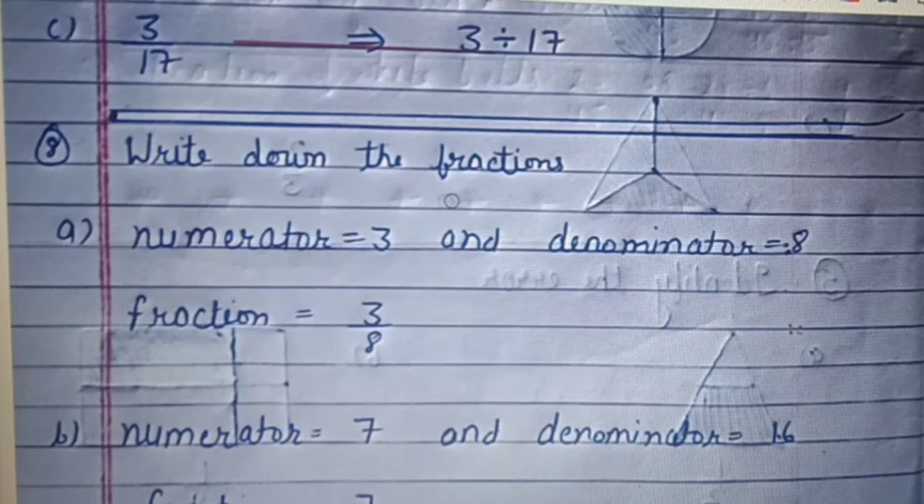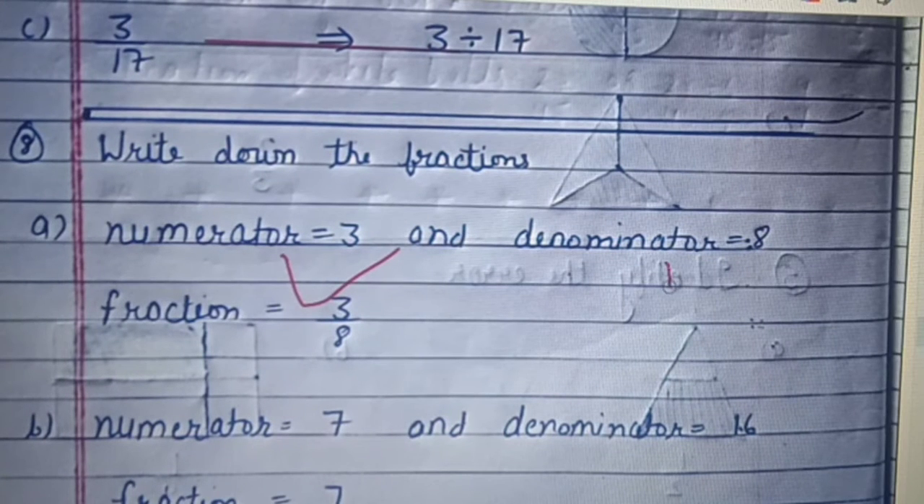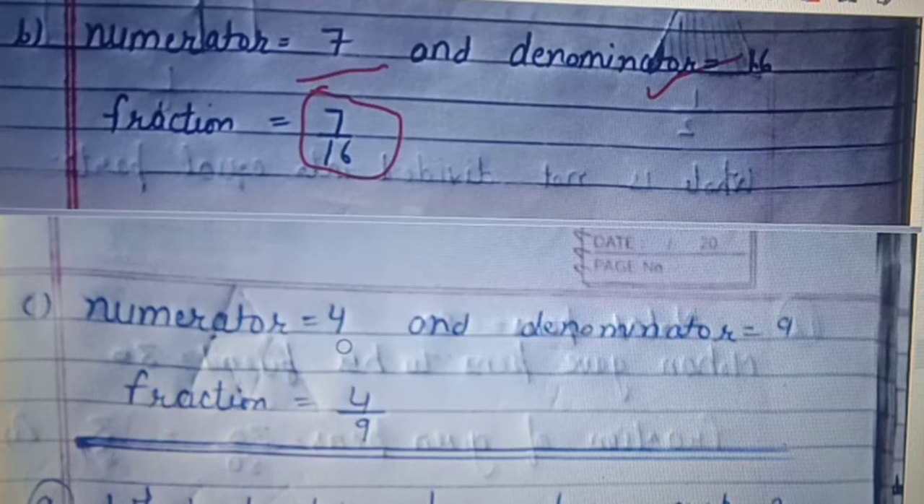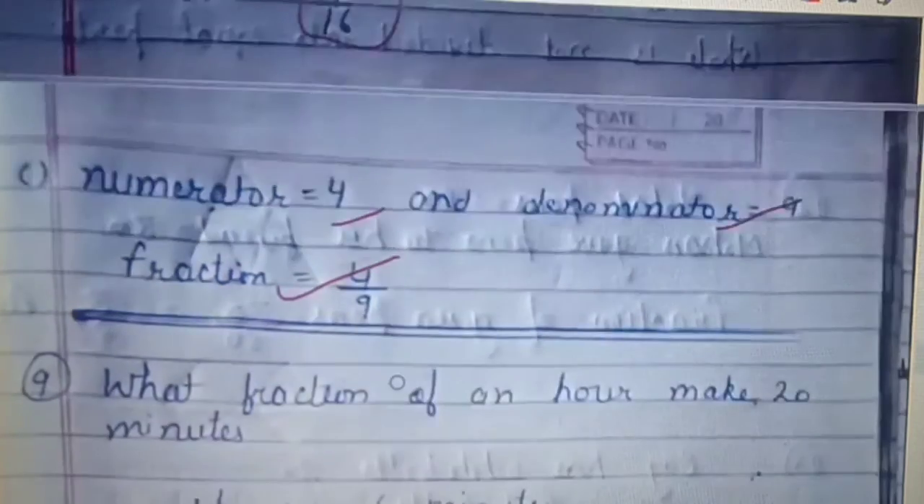Now the next question is write down the fraction. Numerator 3, denominator 8. So the fraction will be 3 upon 8. Numerator 7, denominator 16. Fraction will be 7 upon 16. Numerator 4, denominator 9. So fraction will be 4 upon 9.